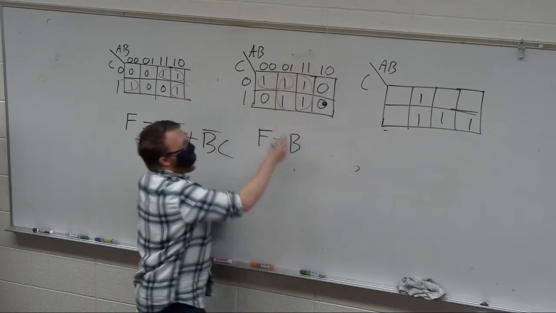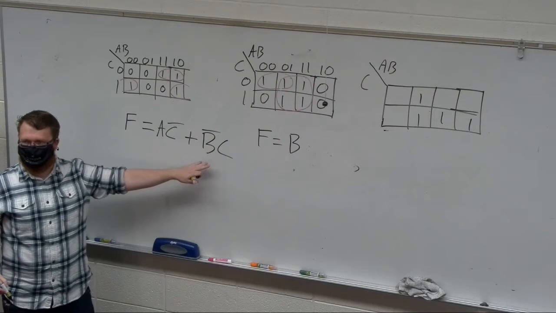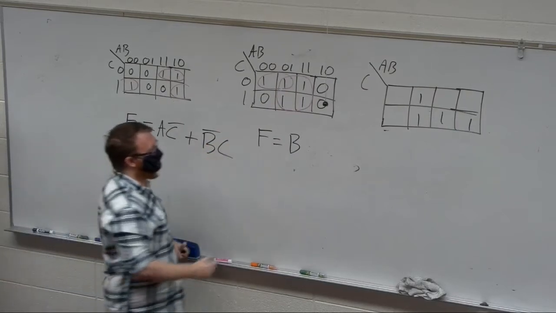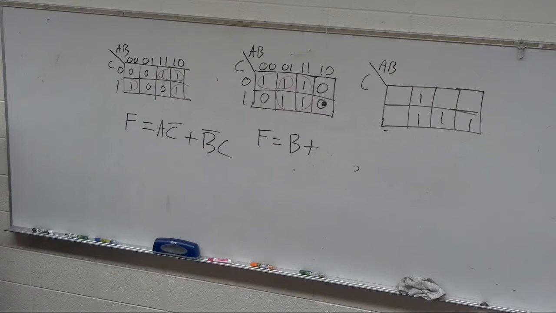And you'll see that the bigger the circle that I draw, the simpler the term. So we like big circles. It can also be because C is not true.